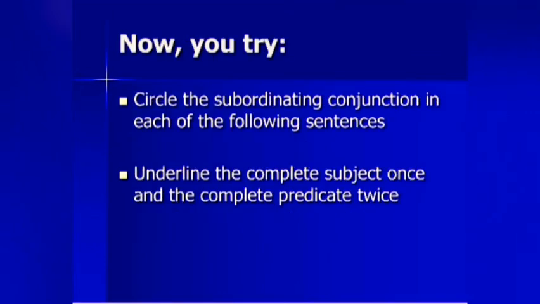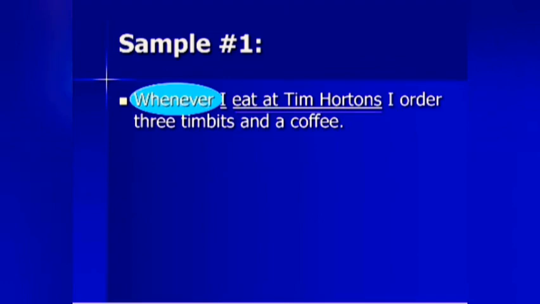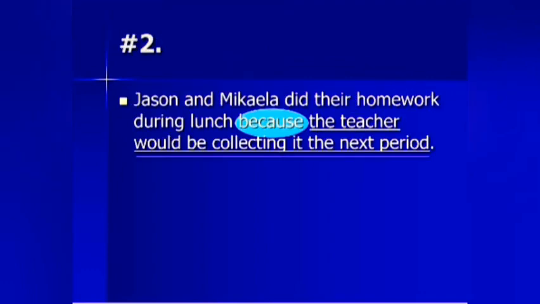Now next we will circle the subordinating conjunction in the following sentences. That part of the sentence starting with the subordinating conjunction is called the subordinating clause. Whenever I eat Tim Horton's, I order three Timbits and a coffee. Jason and Michaela did their homework during lunch because the teacher would be collecting it next period. Now because is the subordinating conjunction here.